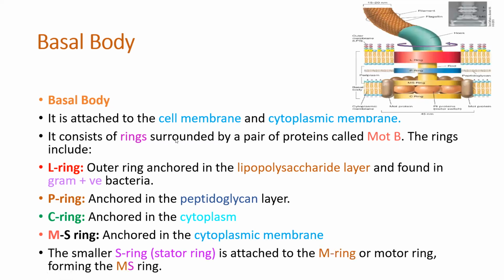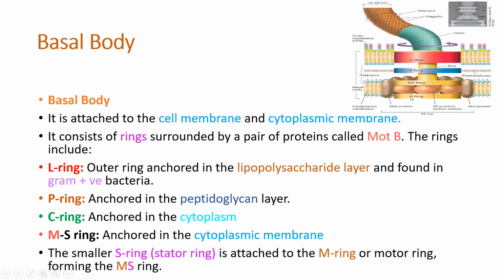The smaller S ring. Starter ring. This is the S ring. The S ring is attached with the M ring. M means motor ring. This is the M ring, forming the MS ring. The M ring and S ring both are called the starter ring.